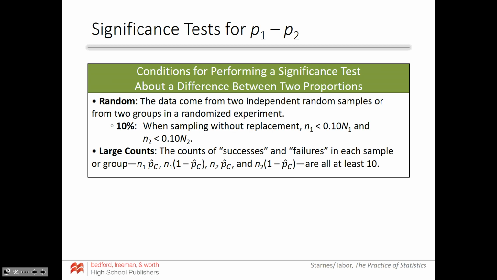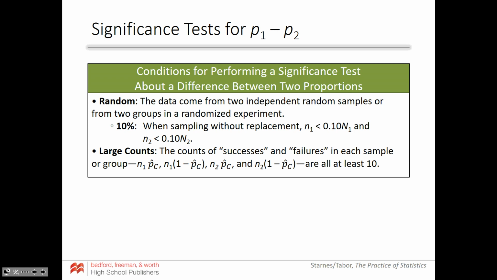So let's talk about conditions. These again should look really familiar. We've seen these a lot of times. But the data have to be random. That could mean they come from two independent SRSs, like the example we just looked at. We can assume that our sample data came from two different schools, so they were independent, and they told us it was a random sample.